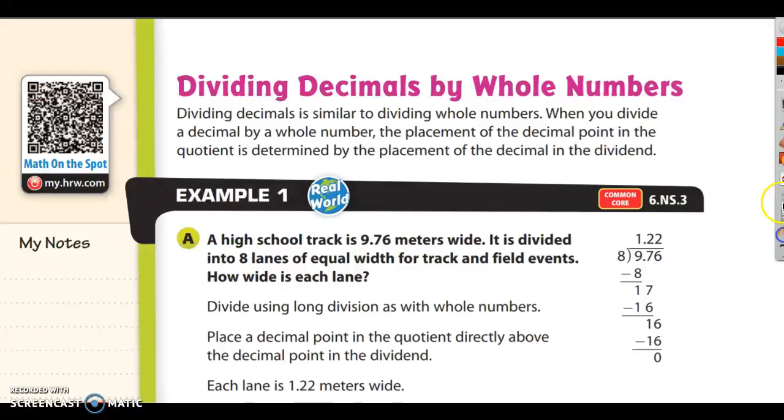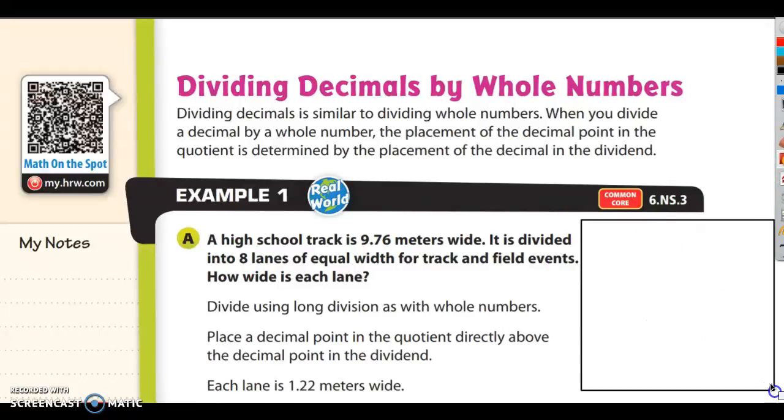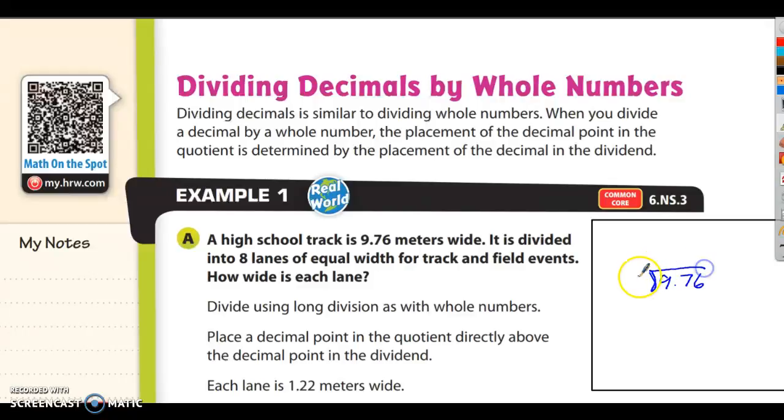So I'm going to clear all this, and I'm going to show you what I would do if I didn't have this problem. It says a high school track is 9 and 76/100ths meters wide. It's divided into 8 lanes of equal width. For track and field events, how wide is each lane? So that is telling you to take 9 and 76/100ths and divide that by 8.